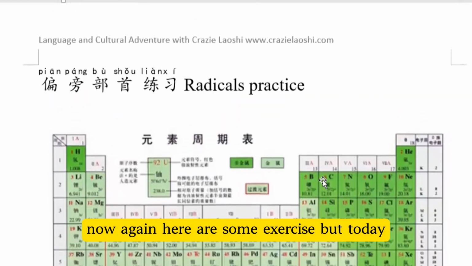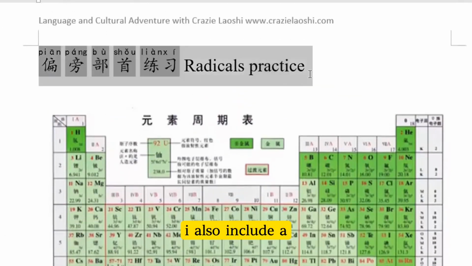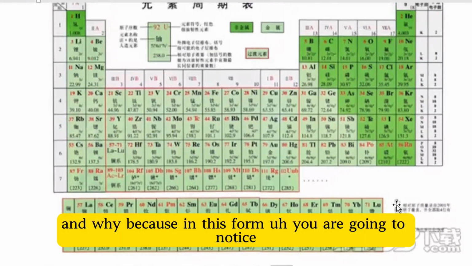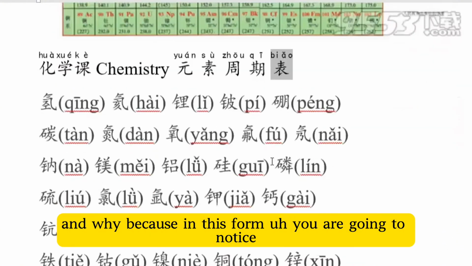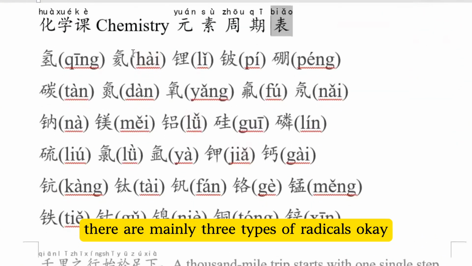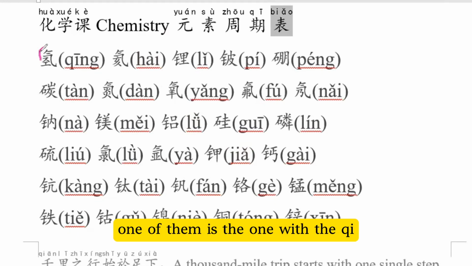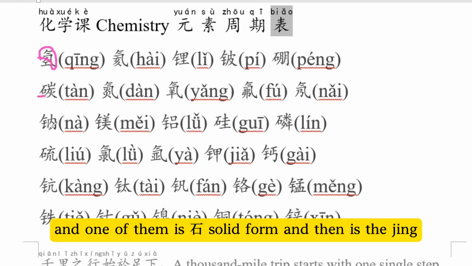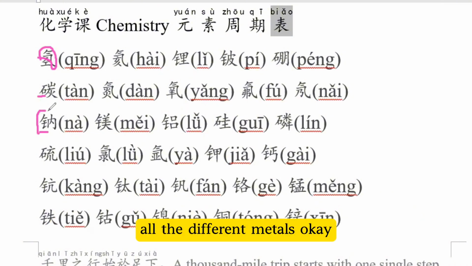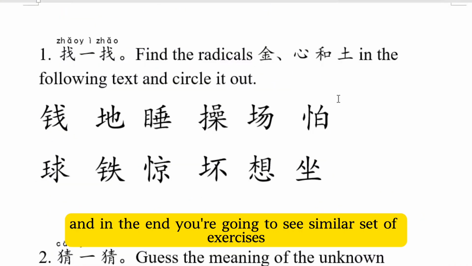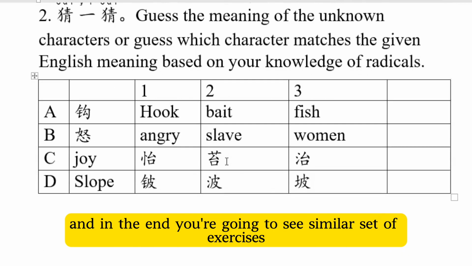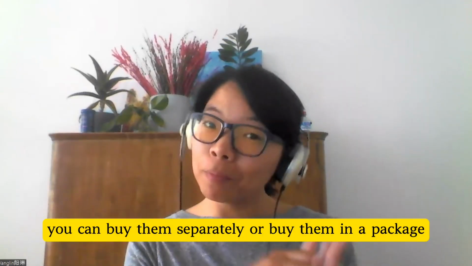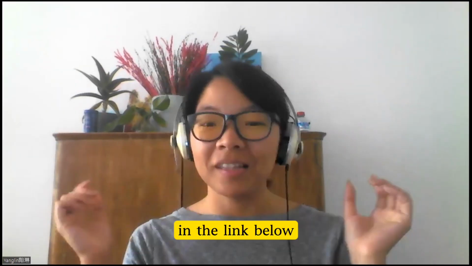Now again, here are some exercises, but today I also include a 元素周期表. And why? Because in this form, you are going to notice there are mainly three types of radicals. Okay, one of them is the one with 气, gas form, and one of them is 石, solid form, and then is the 金, all the different metals. Okay, and in the end, you're going to see a similar set of exercises that will further enhance your memory for those radicals. You can buy them separately or buy them in a package in the link below.